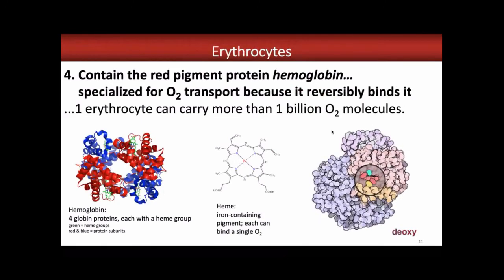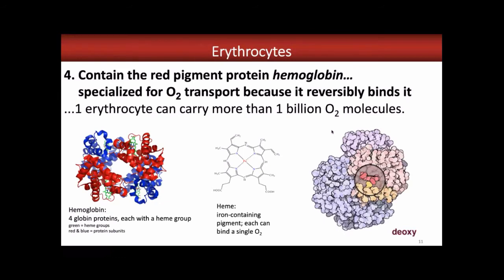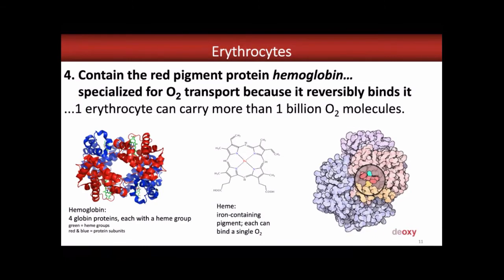Erythrocytes primarily contain this pigment called hemoglobin. It's specialized for transporting oxygen. So the hemoglobin protein has quaternary structure. So remember, there are 4 levels of protein structure.